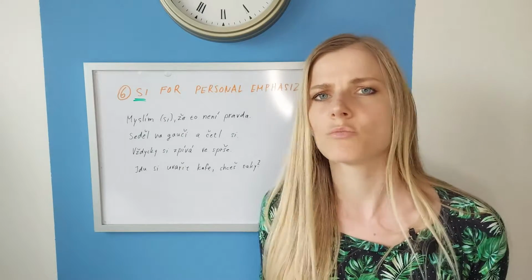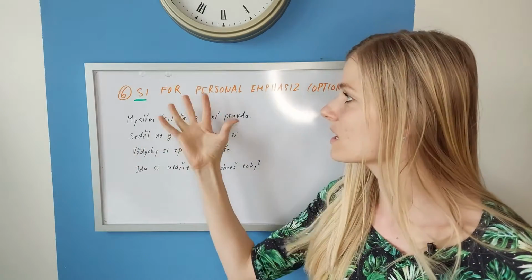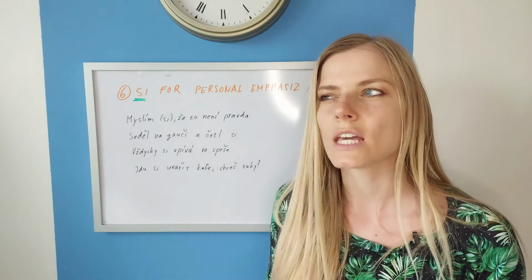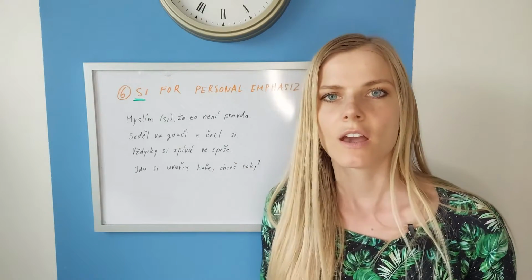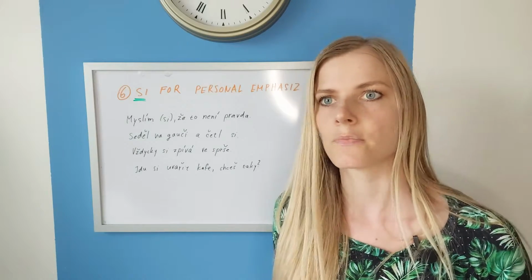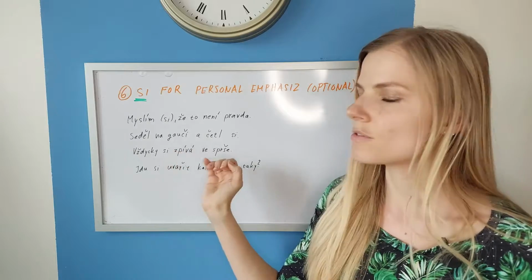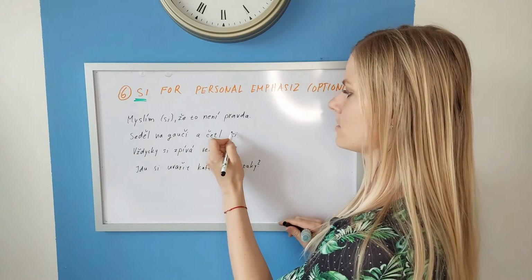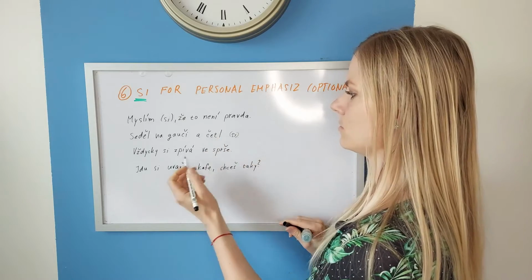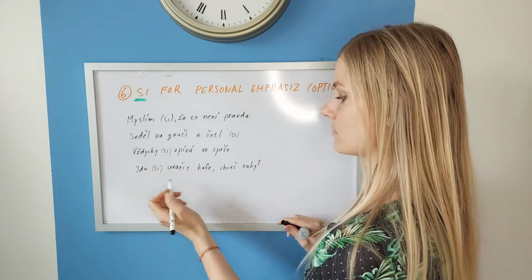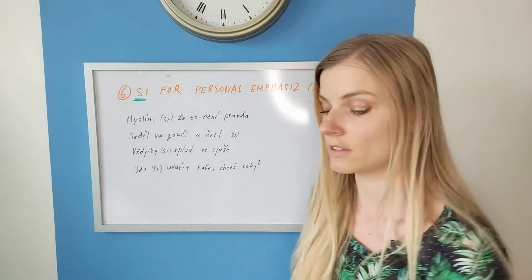Here it's when it gets even more interesting, because this is something very specific for native Czechs, and it might not be as easy to get if you don't live in the Czech Republic or you haven't heard enough Czech, but hopefully you will get the idea from these examples. All of these examples where I use si are actually optional. If you leave it out, it is completely correct, grammatically correct.